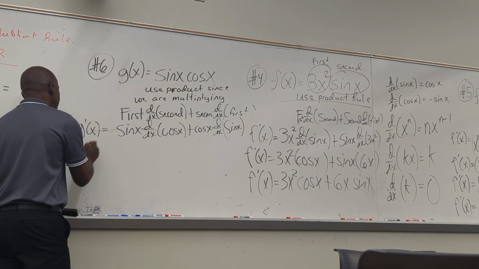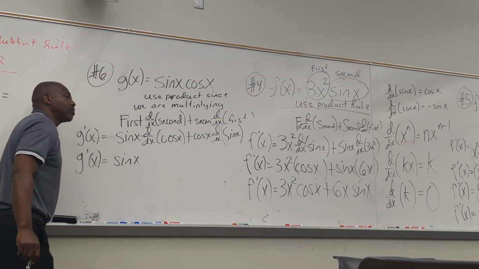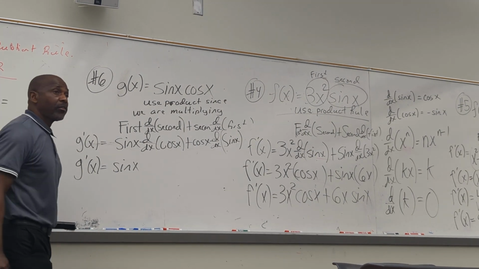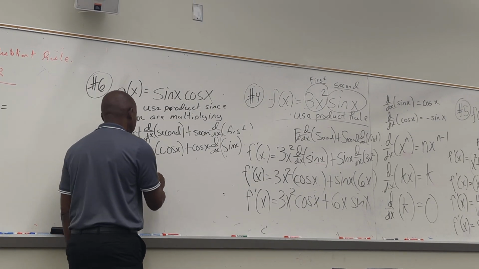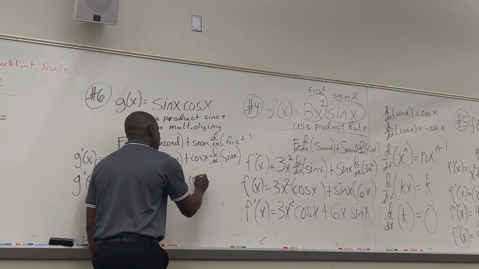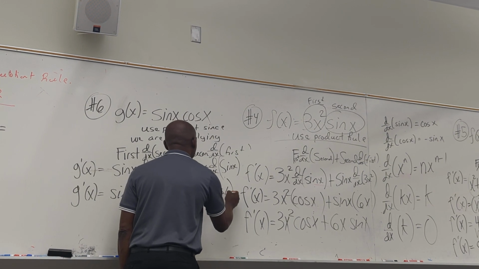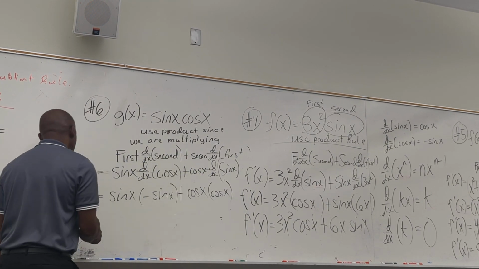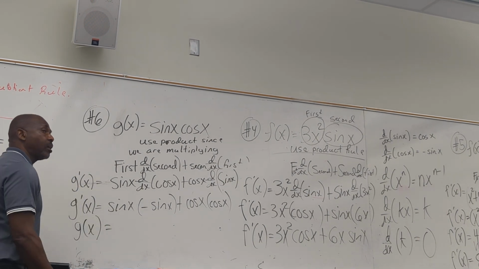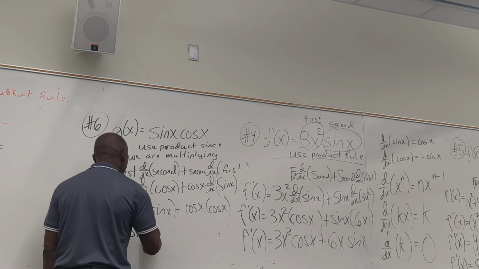So that means that g prime of x is negative sine x, the derivative of cosine x, negative sine x, plus cosine x times cosine x. Can anybody tell me what sine x times negative sine x is? Negative sine x squared. So this is negative sine squared x.